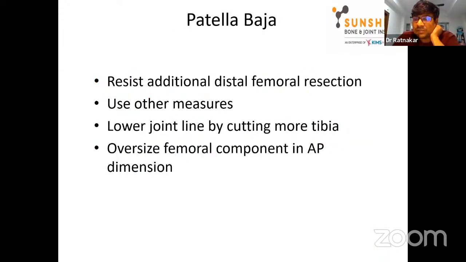And patella baja is one of the complications which you expect with severe flexion deformities, because of revision of your distal femur cut again and again. So you have to resist additional distal femur resection. Use other measures like you use on the tibial side, and oversize the femur component. Like I said, in flexion deformities, your flexion gap is normal and your extension gap is tight. So whenever you are getting in between sizes in an anterior referencing system, you always choose to upsize your femoral component. By upsizing your femoral component, you make a normal flexion gap into a tighter flexion gap, and then you use a thinner poly to match the extension gap.